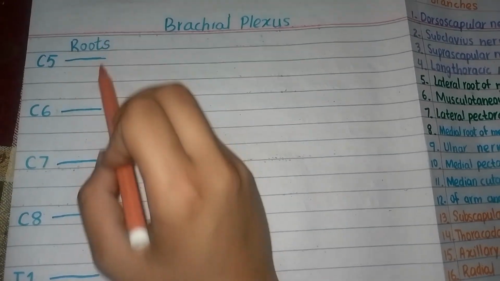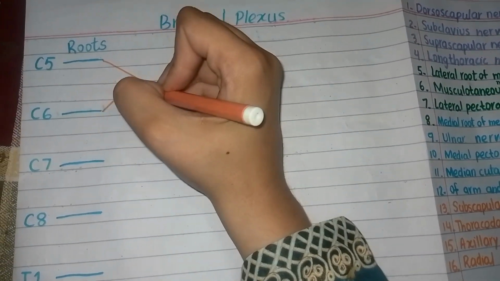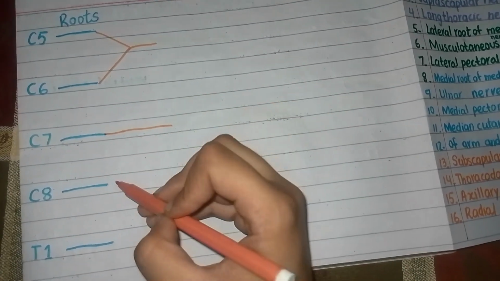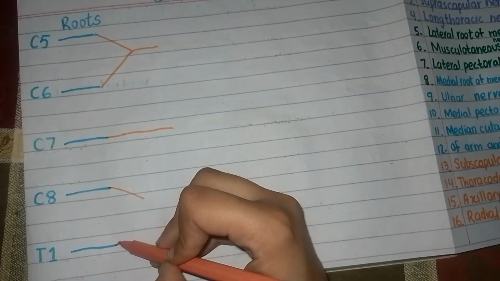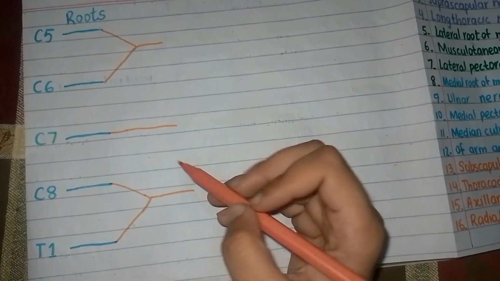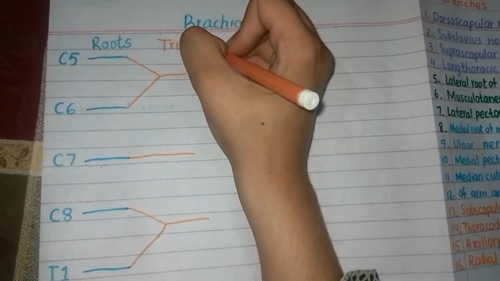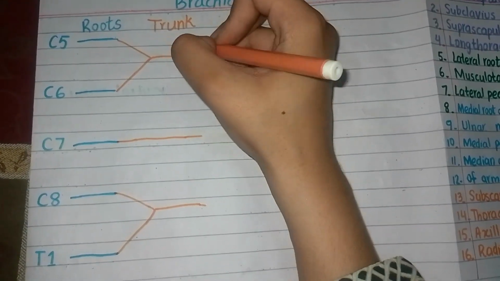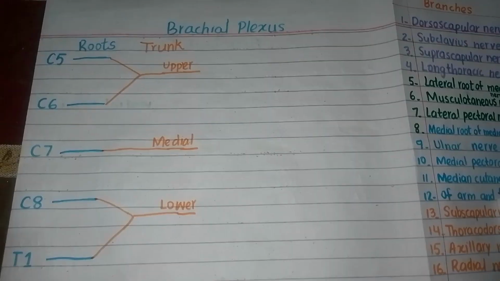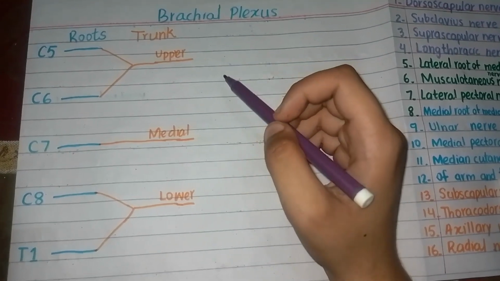C5 and C6 roots combine to form the upper trunk. C7 forms the middle trunk, and the C8 and T1 roots combine to form the lower trunk. Each trunk, upper, middle and lower, divides into an anterior division and a posterior division.